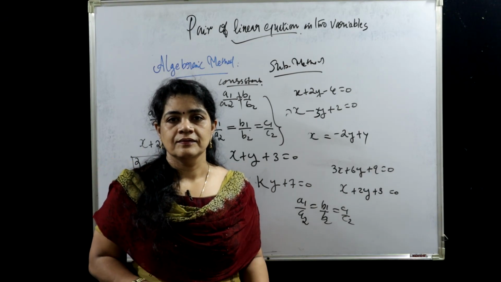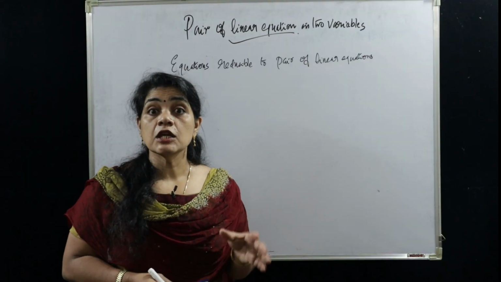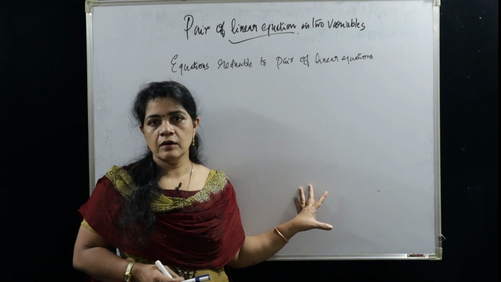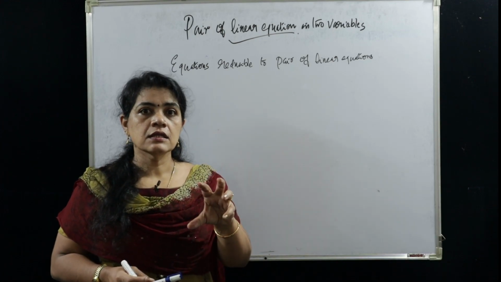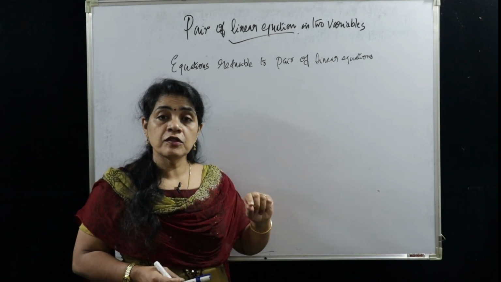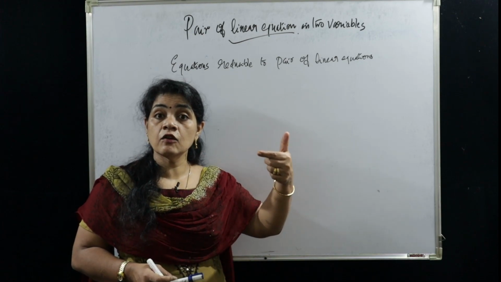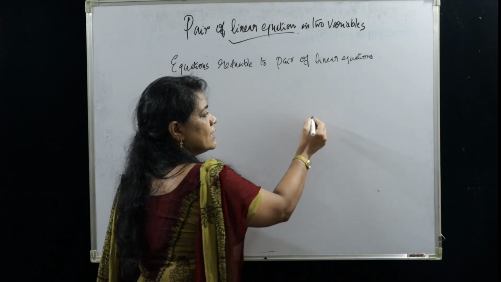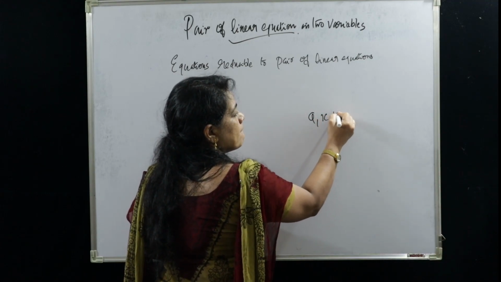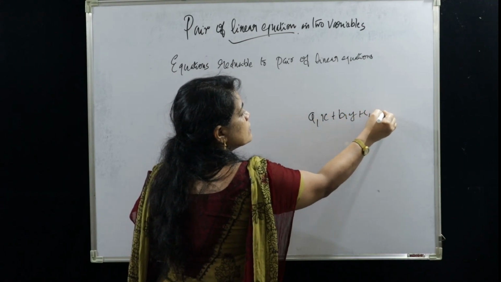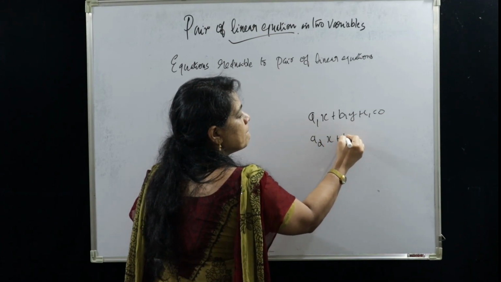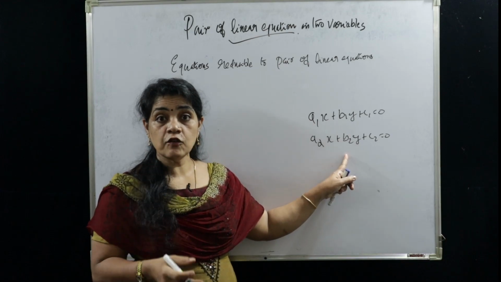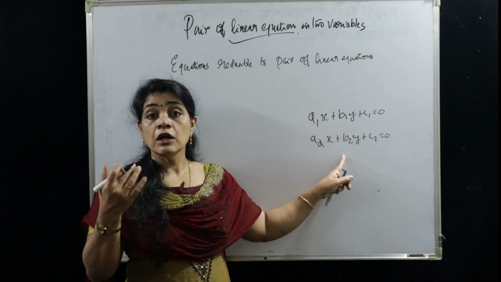Understood? So the next topic is equations reducible to a pair of linear equations in two variables. That means in some cases the given pair need not satisfy the general form of a pair of linear equations in two variables. What is the general form, children? That is a1x plus b1y plus c1 equal to 0, a2x plus b2y plus c2 equal to 0. This is the standard form of a pair of linear equations in two variables.